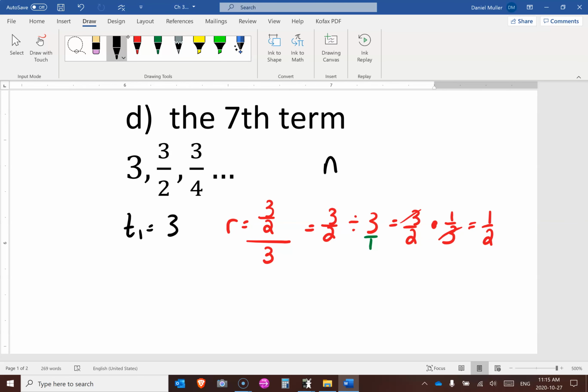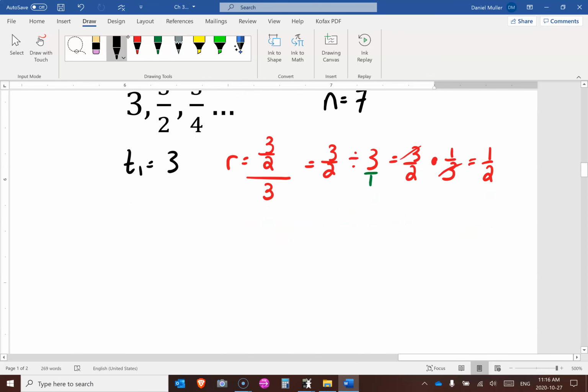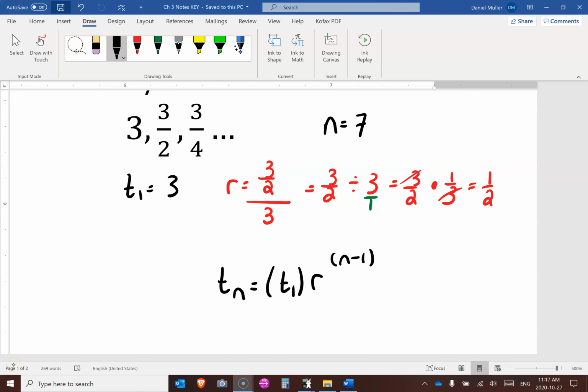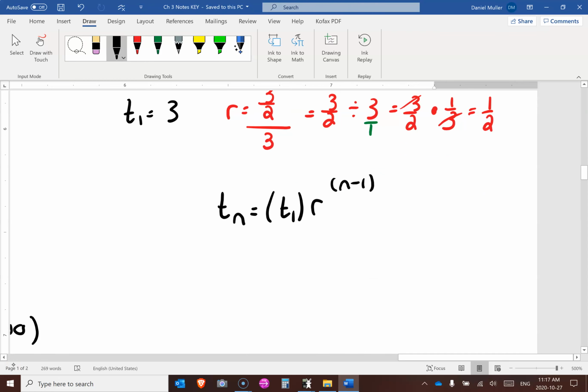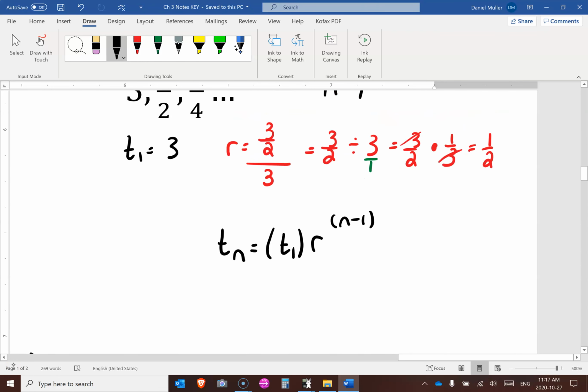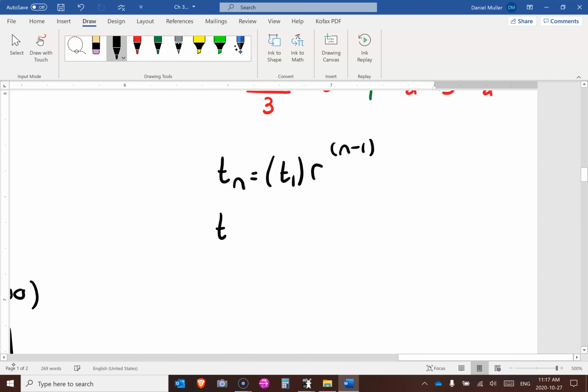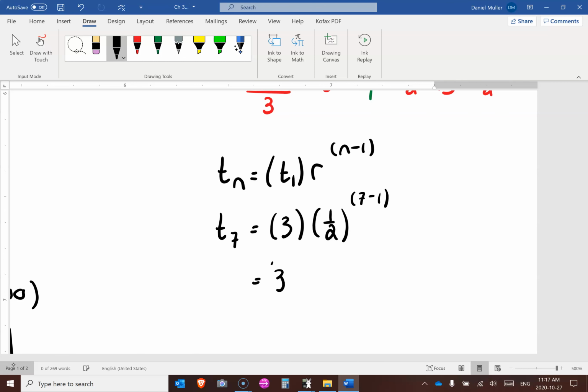and our n here is 7, because we're doing the 7th term. So let's try this here. Tn equals T1 r to the n minus 1. Okay, so let's find T7. My first term is 3, and I have a half. I'm finding that term 7. My first term is 3, but then I have a half to the power of 7 minus 1, which would be 6. So 3 times a half to the 6.